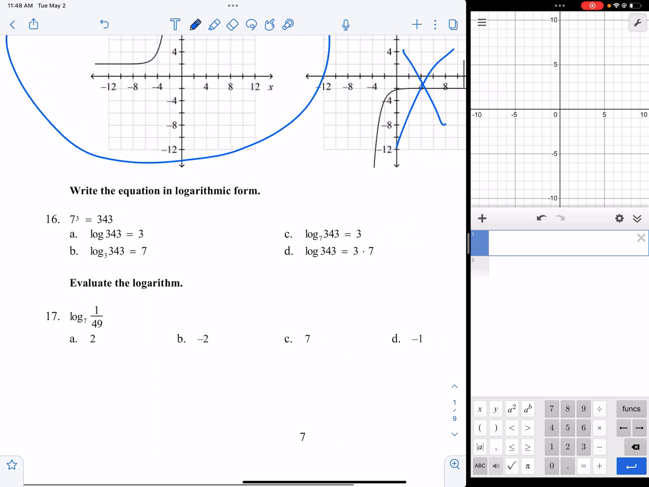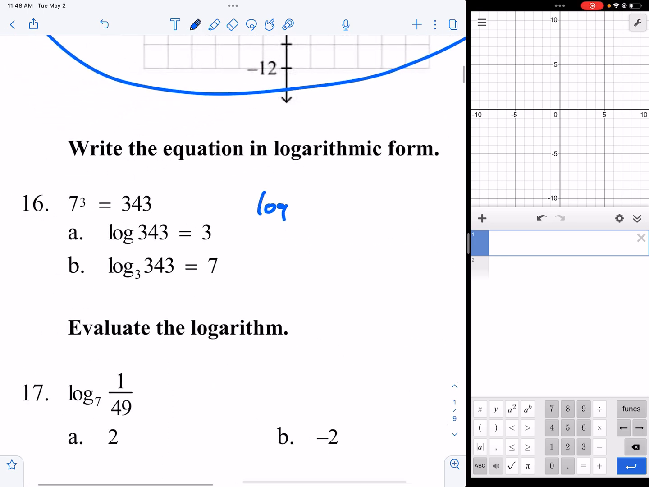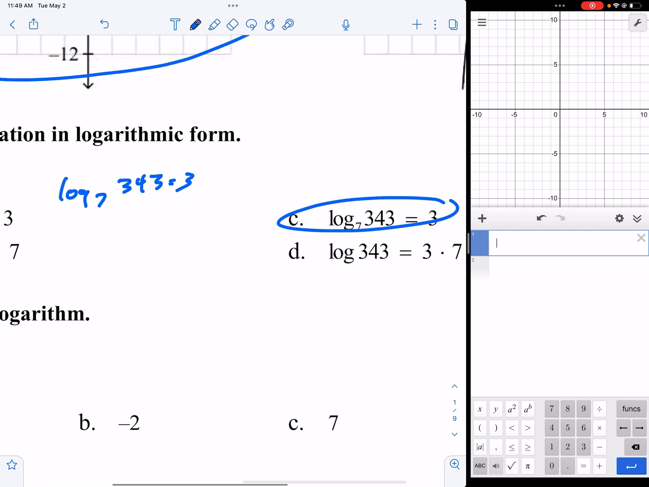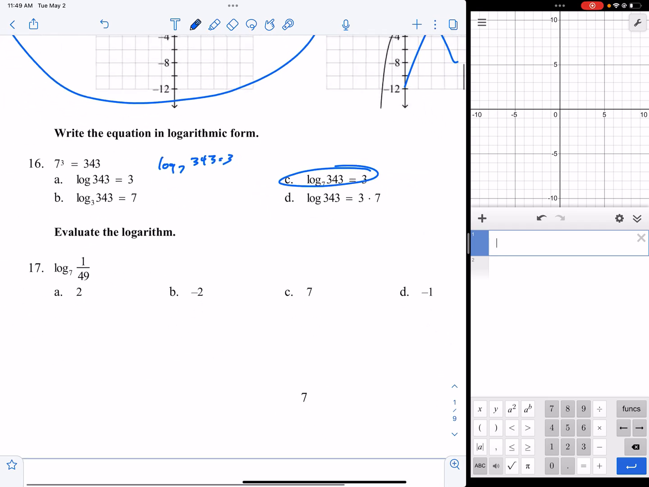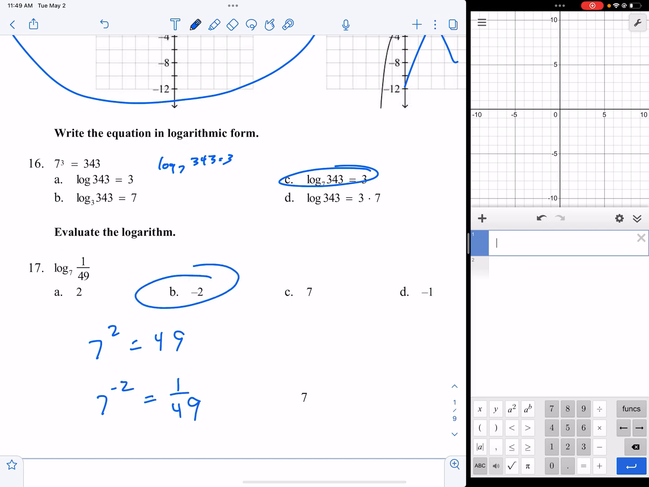All right. Logarithmic form. Log base 7 of 343 equals 3. Log base 7, so C. Okay? All right, now. 7 squared is 49. All right, but we want 1 over 49. So 7 to the -2 makes the 49 go to the bottom. Okay?